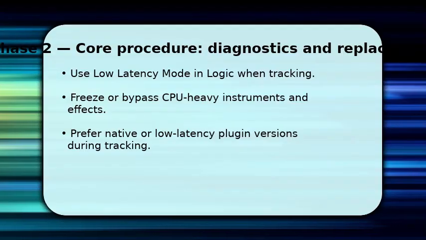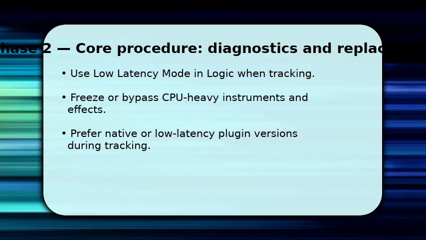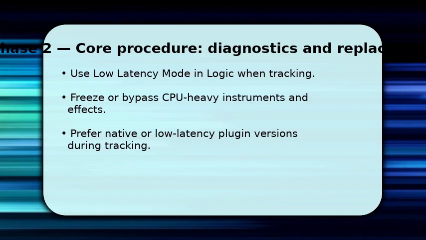Now refine performance. Enable Logic's low latency mode to prioritize live input processing. Set the limit to the lowest sensible value. Then scan tracks for heavy virtual instruments or convolution reverbs and either freeze those tracks or bypass their plugins while recording. Use native instrument versions or low latency alternatives.